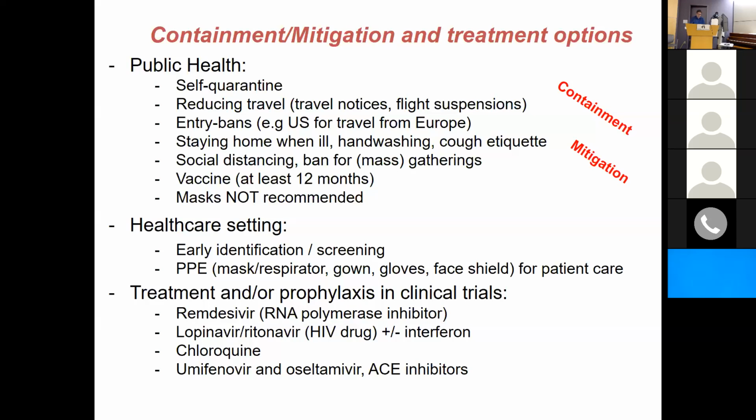But that's just my 2 cents. Staying home when ill, hand washing, cough etiquette, something that we already need to do. We are always supposed to do, but it's more a mitigation strategy. So once you have local transmission, that's something we all have to do. We have to do social distancing, and we already started today by implementing that.